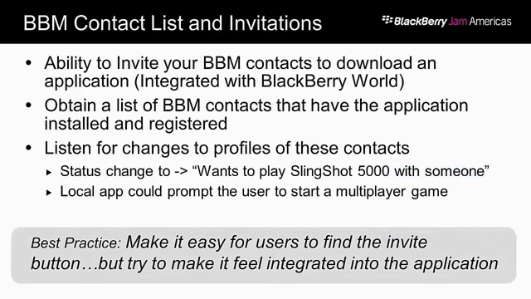The first one is BBM contact lists and invitations. This is the ability to invite another BBM user to download your application. So, taking advantage of the contact list within BBM to distribute those invites to your social graph within BBM. You also have the ability to listen for changes. So programmatically, if someone updates their personal message with a certain message, you can take advantage of that within your application as well.